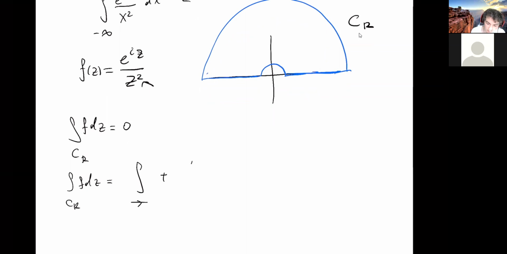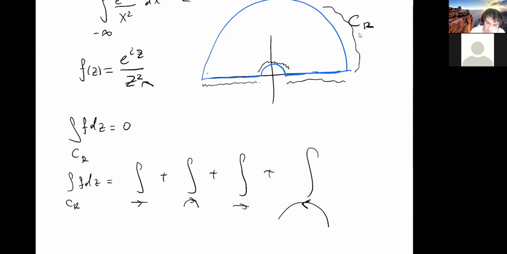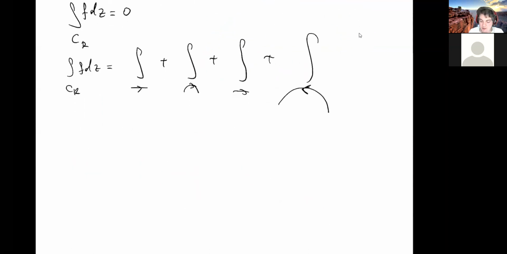Okay, so we have this picture. Okay, so we integrate over this part, then we integrate over this part, then we integrate over this part, and then finally we go this way. And so I wrote arrows everywhere. Okay, now we will realize right away that this goes to 0 as r goes to infinity.